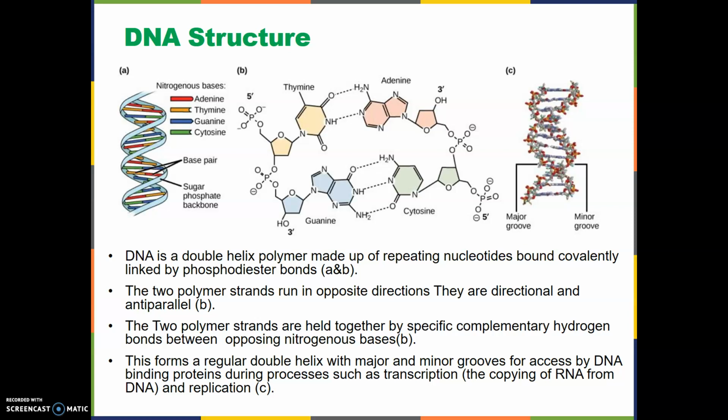Now, what Watson and Crick discovered, the DNA structure, is that DNA is a double helix. It's a polymer, meaning it's a very, very long, very large molecule. And it's made up of repeated nucleotides that are bound by phosphodiester bonds, and they are anti-parallel to each other. One strand runs from the 5' to the 3' direction, and then the other strand runs from the 3' to the 5' direction. So anti-parallel. They're parallel, but they run in opposite directions.